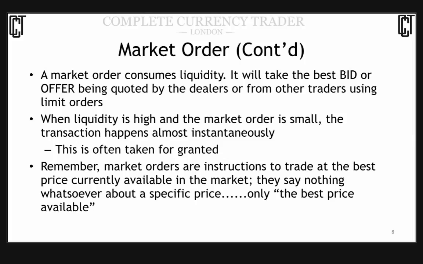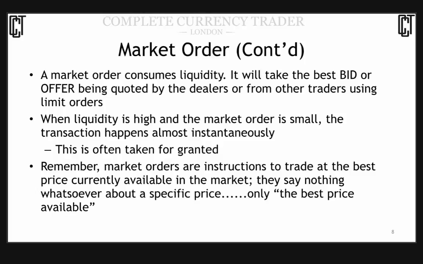So maybe we're trying to get into the Euro USD at 1.28, and the market's moving very rapidly, and it hits 1.28, and we hit that order button, but by the time the market actually executes the order, price is down to 1.2792, just hypothetically, right? But we could have that kind of slippage occur in a very, very fast-moving market.